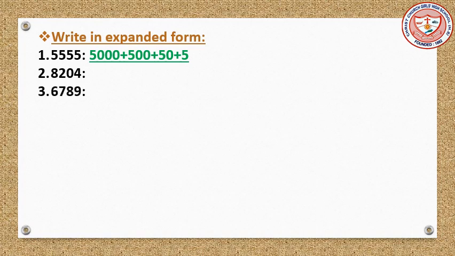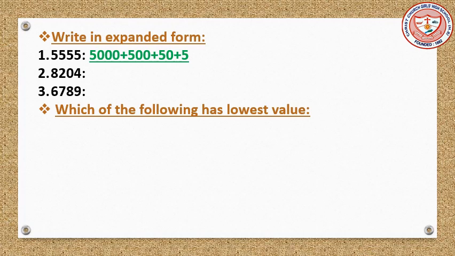Number 3. 6789. It will be 6 thousands plus 7 hundreds plus 80 plus 9.